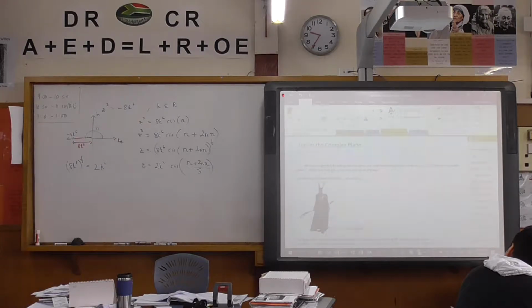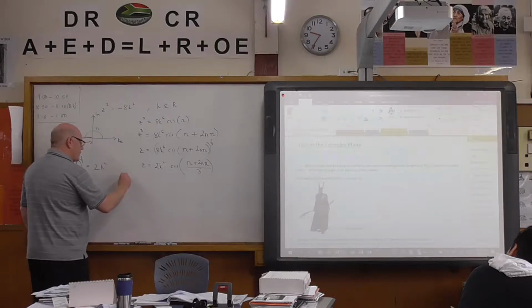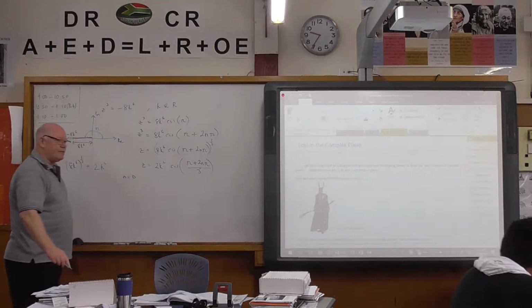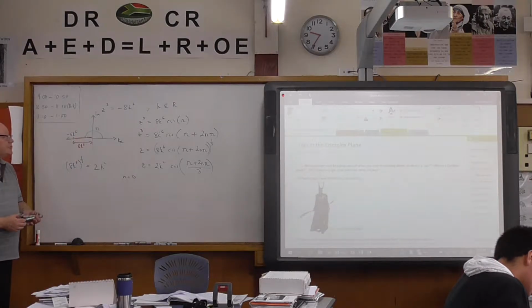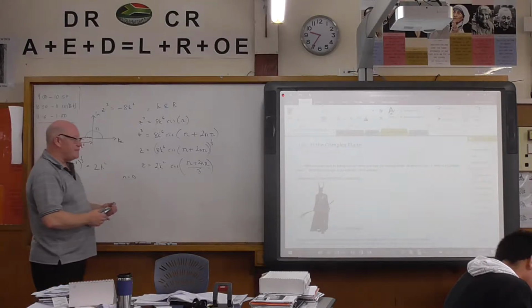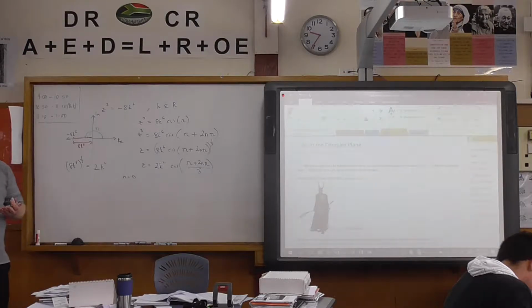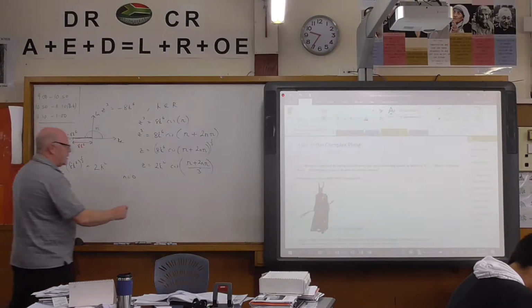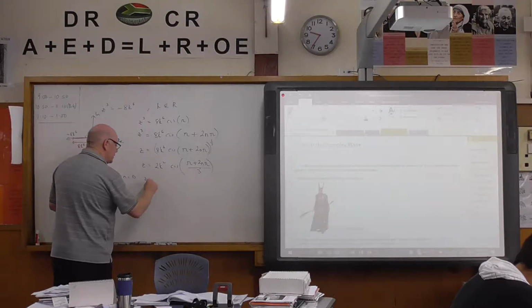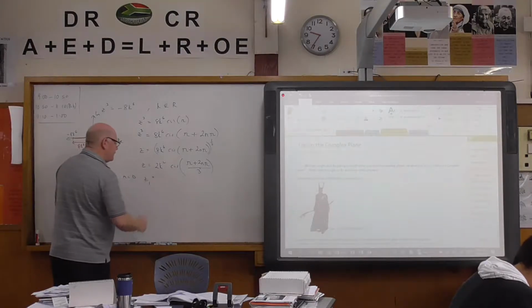Okay, now what? Right, you substitute n. There are how many solutions again? 3. We're going to substitute the easiest value for n, which would be 0, and then 1 and 2. Okay, so let's call this Z1, our first solution.